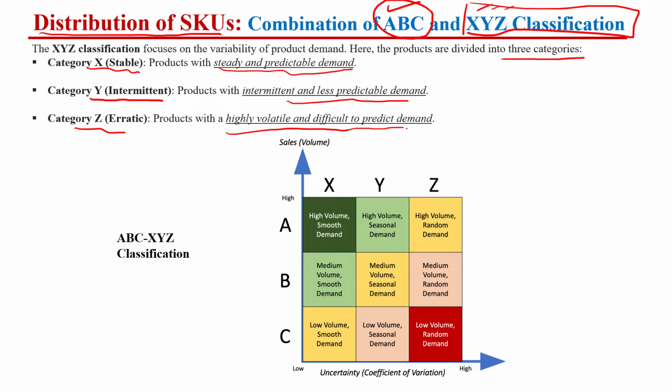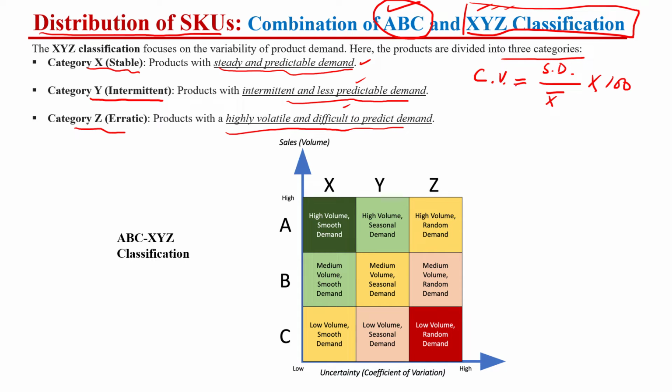So now the question is which particular technique we can use in order to identify those SKUs which have steady and predictable demand, or less predictable, or highly volatile demand. For that, we are going to use a statistical technique known as the coefficient of variation. The formula for the coefficient of variation is the standard deviation of the demand or sales divided by the average of that demand or sales, multiplied by 100.